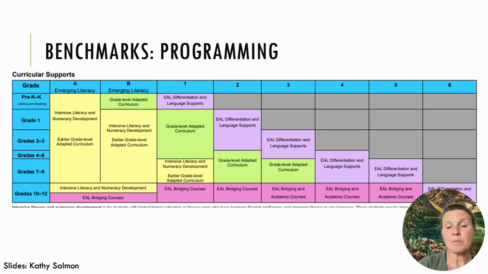Benchmarks programming recommendations are a new part of Benchmarks 2.0. This wasn't in the original version of the benchmarks. What this shows is, based on the student's proficiency, there are certain programming recommendations. Of course, having a critical mass of students in any grade or in any subject helps with the programming, and there are strategies and solutions when there's not a critical mass or cohort of students at a particular proficiency level, because at different proficiency levels, naturally, different supports are required.